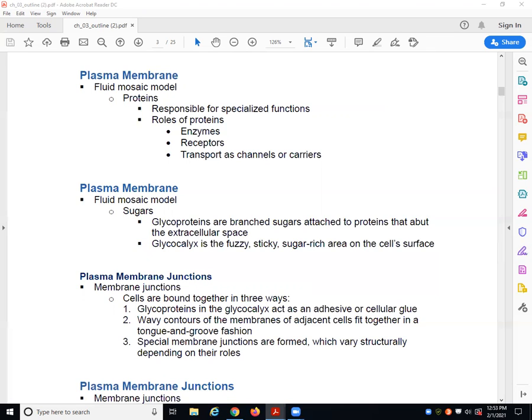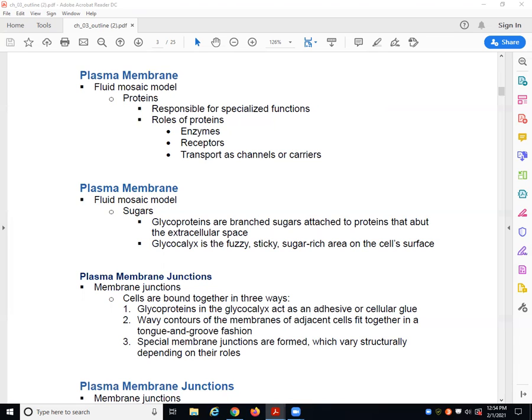All right, so we also have sugars or carbohydrates in the plasma membrane. We've got glycoproteins. These are proteins with a little sugar on them. These are sugars that are branched and attached to proteins on the extracellular surface, on the outside of the cell membrane. You also have what we call a glycocalyx. It's also on the surface of the cell. It's fuzzy and sticky, with lots of sugar on it.